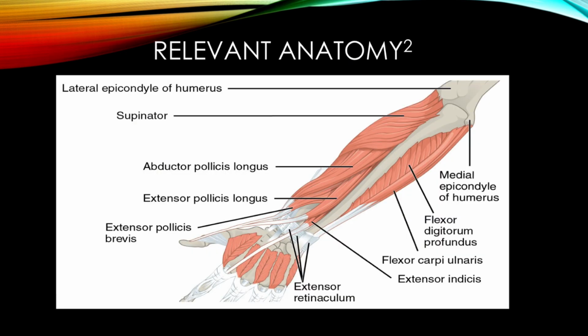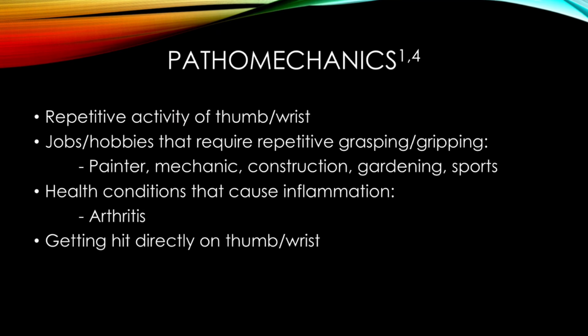Okay, so some anatomy right here. The abductor pollicis longus, which is right here, and the extensor pollicis brevis are the two tendons that are involved with this. These tendons run through the first dorsal compartment, and the tendon sheaths in this area become inflamed and thickened, which causes restricted motion.